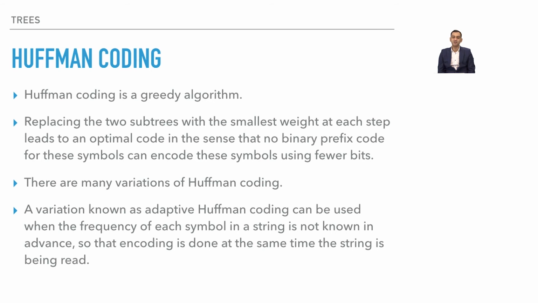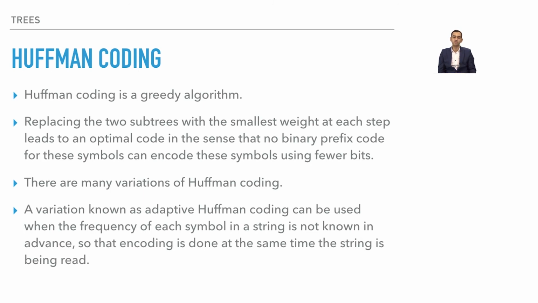Replacing the two subtrees with the smallest weight at each step leads to an optimal code in the sense that no binary prefix code for these symbols can encode these symbols using fewer bits. There are many variations of Huffman coding. For example, instead of encoding single symbols, we can encode blocks of symbols of a specified length, such as blocks of 2 symbols. Doing so may reduce the number of bits required to encode the string.